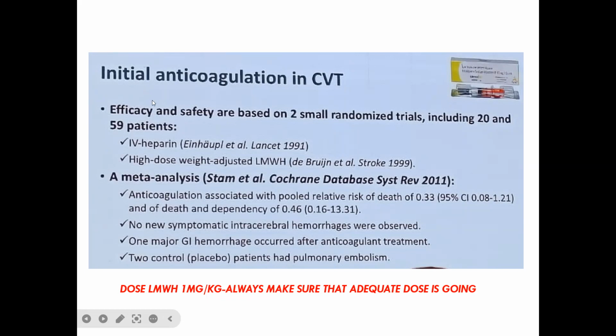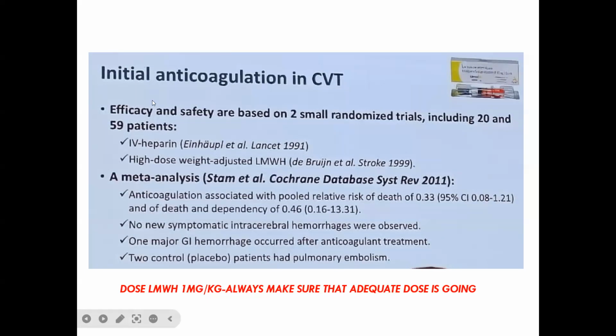You should always check the weight, because if you give an inadequate dose, the patient will land up again with the complaint of cortical vein thrombosis. Most of the time we write 0.6 ml BD for all patients. Don't do that. In PG days we also did. So check the body weight and give accordingly.